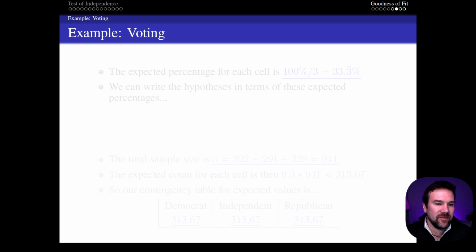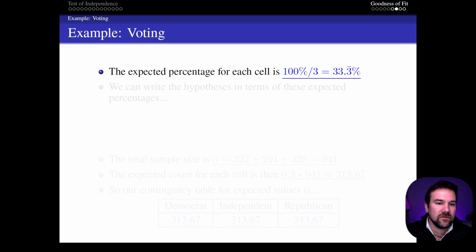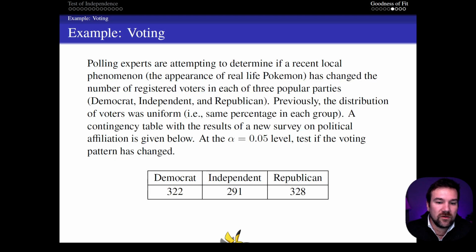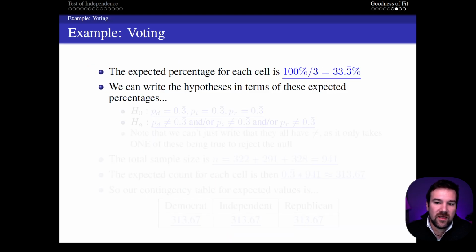All right, coming back to it, let's see. So the expected percentage for each cell, well, we expected it to be uniform, the same percentage in each cell. So we had 3 cells, 100 total percent. So we're expecting 33.3% in each cell.